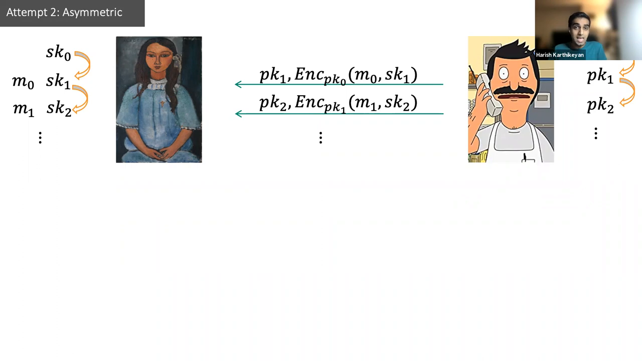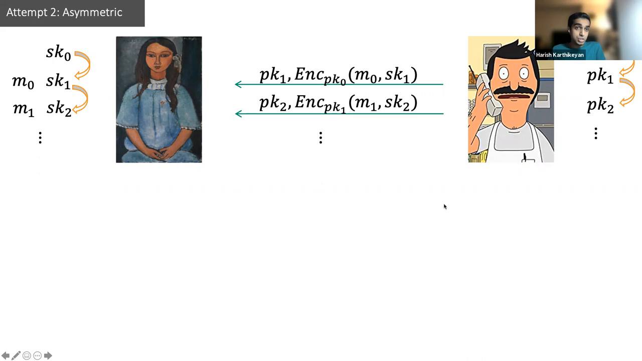So what has happened is that Bob chooses a PK1, SK1 pair and then sends SK1 along with PK1 to Alice. Now Alice can decrypt the message to recover M0 and SK1 and can simply make sure that SK1 and PK1 are consistent, and so on and so forth.